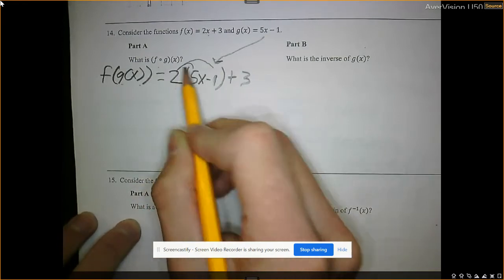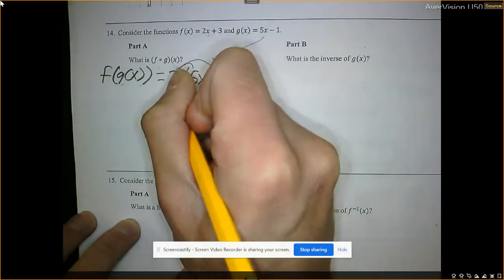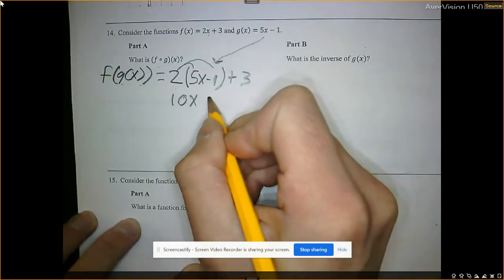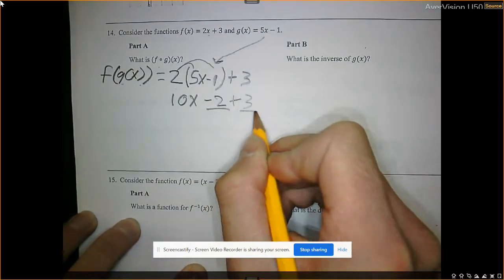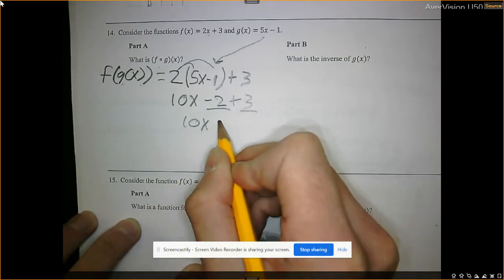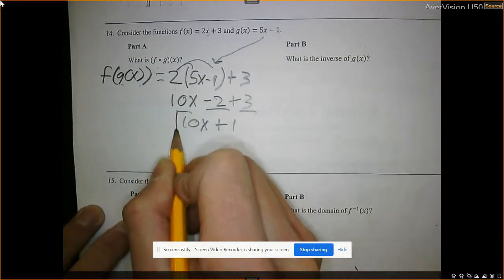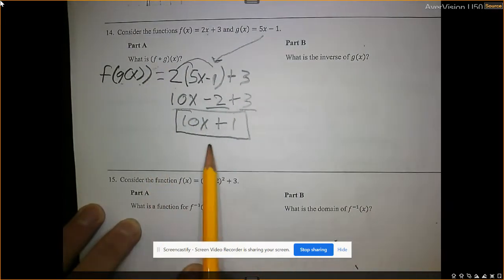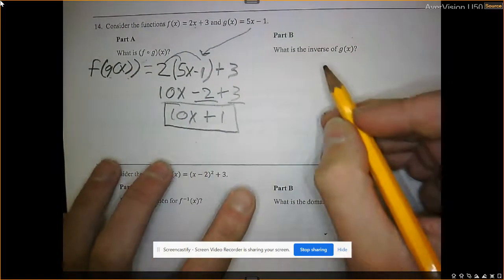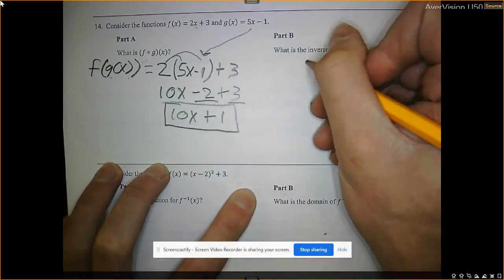Okay, I am distributing my 2. 2 times 5x, that's 10x. 2 times negative 1, that's negative 2. Then I tack on the plus 3. Got to combine my like terms. 10x plus 1 is what we get for our inverse function, or not inverse, our composition, f of g of x.